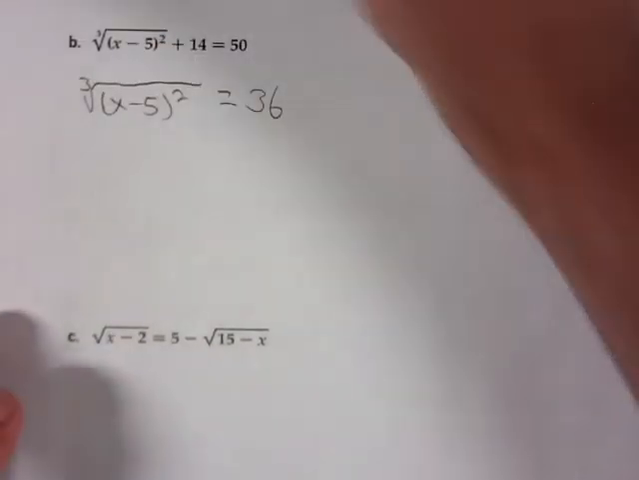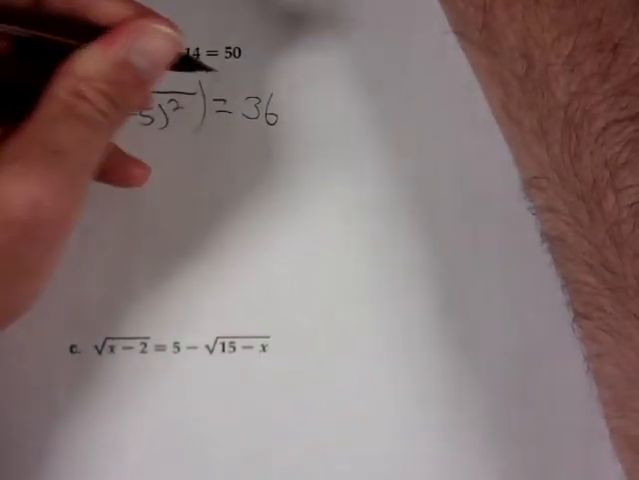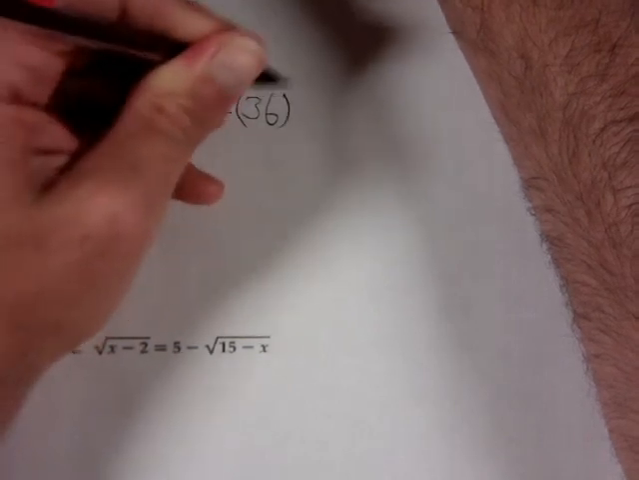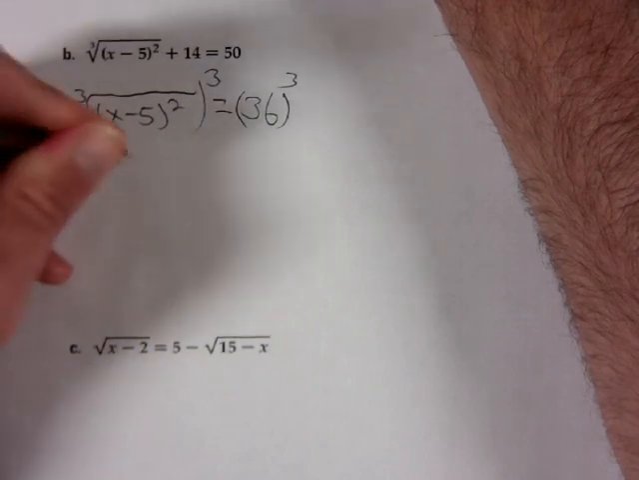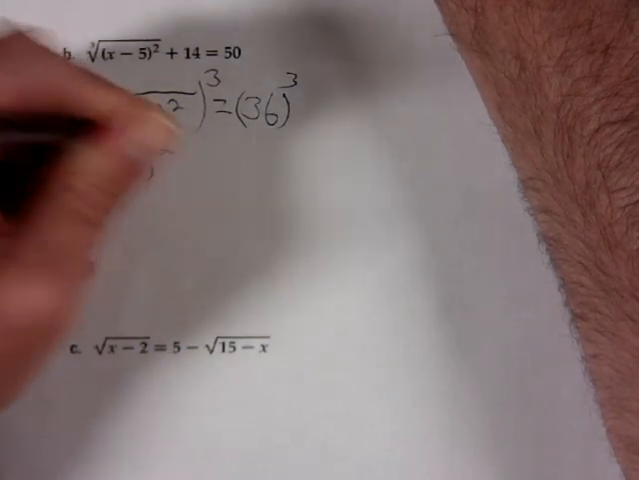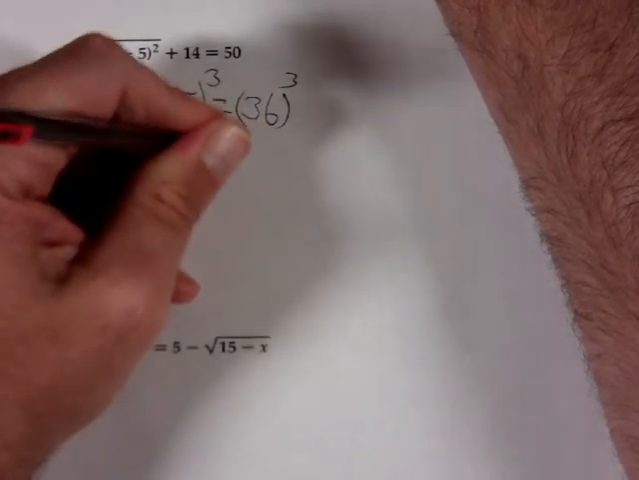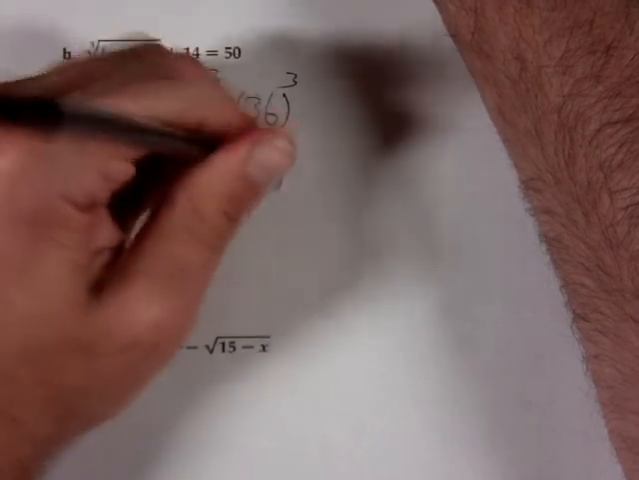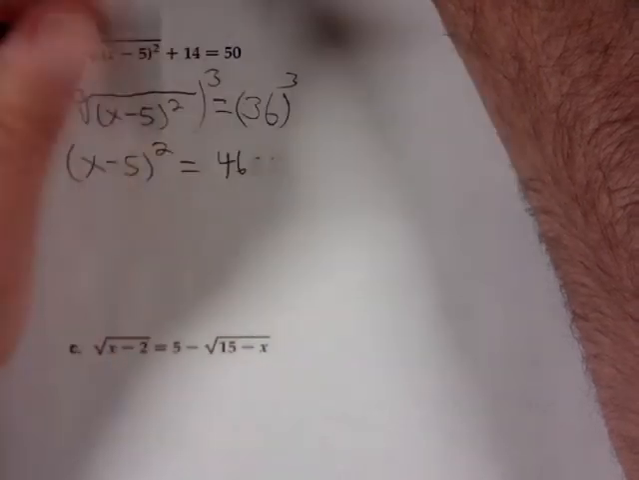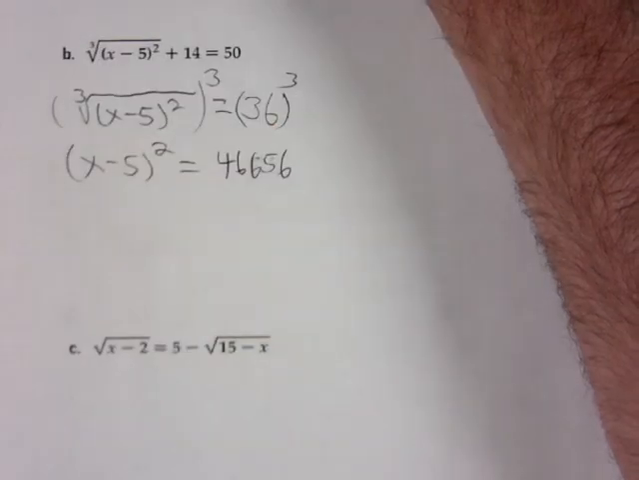Okay, so now the next thing I want to do is get rid of the radical here, so I'm going to raise both sides to the third power. I'm going to raise 36 to the third power. Now, when I do, x minus 5 squared drops out of there, and 36 to the third power is 46,656. Okay? All right.